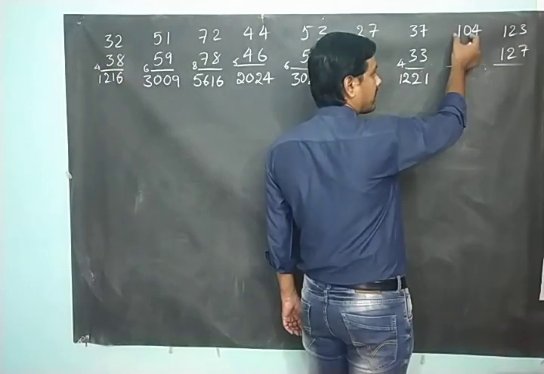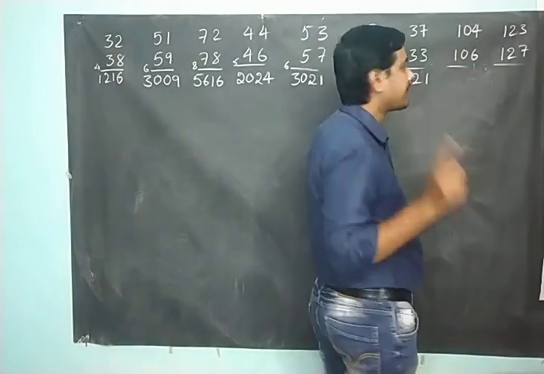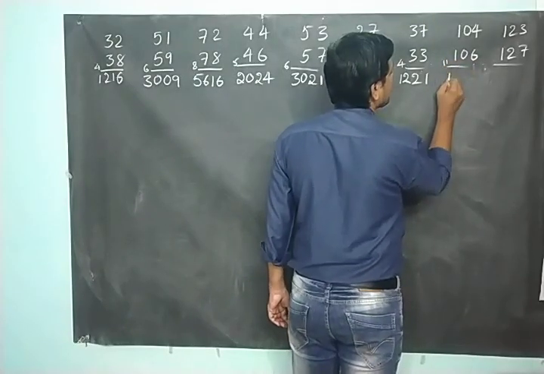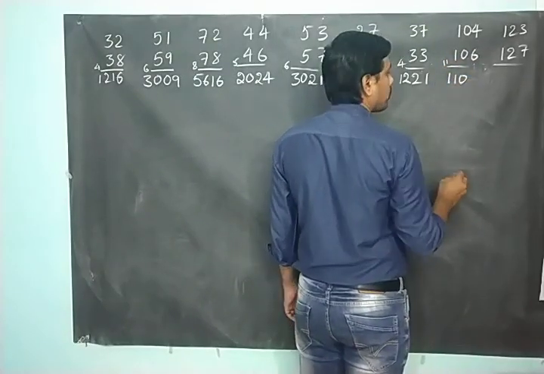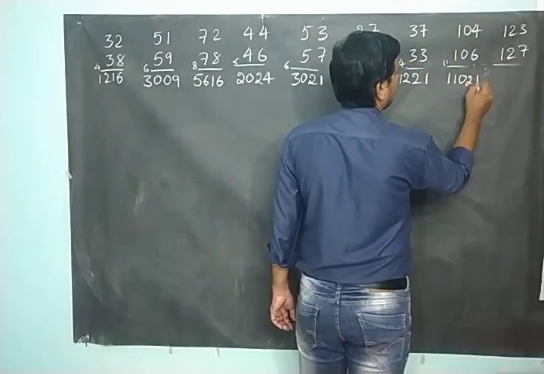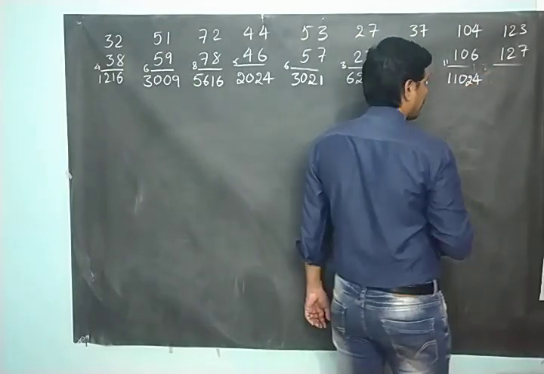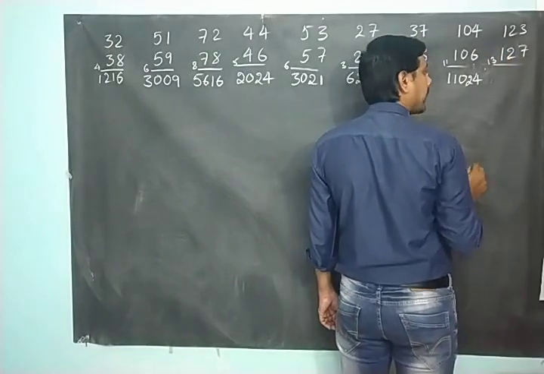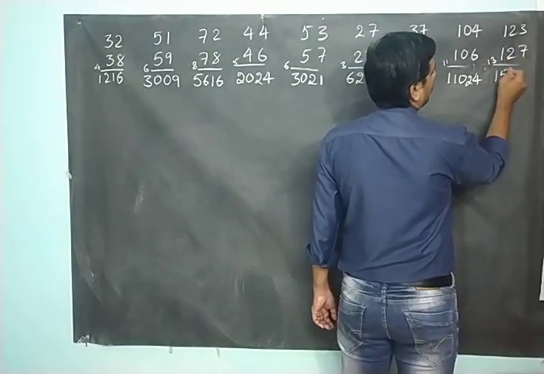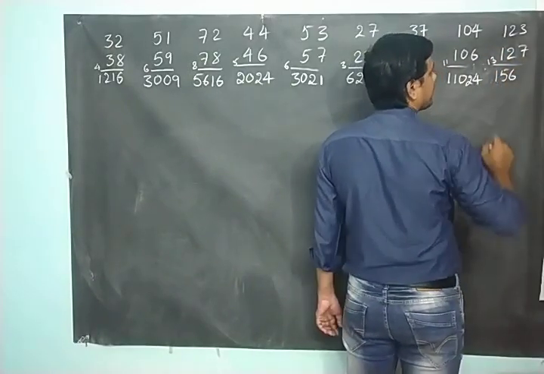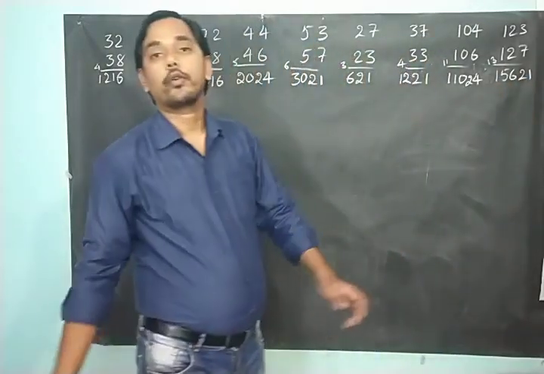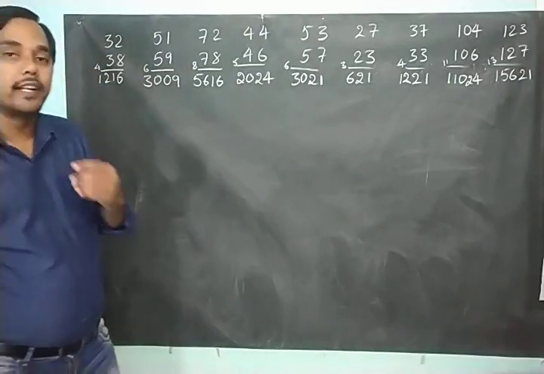So here we have 10. Apart from the unit place, what is the number? All the digits should be considered a single number. 10. 10 plus 1 is 11. 11 into 10 is 110. 6 into 4 is 24. Now we have 12 here. 12 plus 1, 13. 13 into 12, 156. 3 into 7, 21. So you can see all together we have taken hardly 2 minutes.